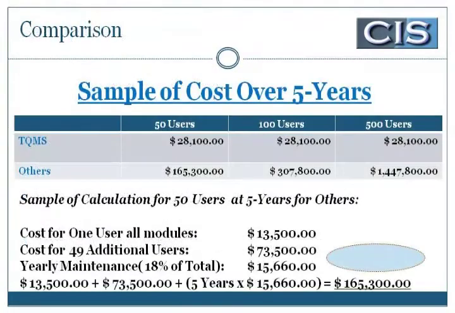In summary, if we take a sample of the cost over 5 years for 3 different user selections, 50 users, which is a small to medium-sized company, 100 users, medium, getting to the large size, and of course 500 users for a large-sized company, we'll notice that CIS software is $28,100 for all 3 examples. And that's the total cost over 5 years, including all future revisions and changes and fixes and support and documents uploaded, backed up, and so on.